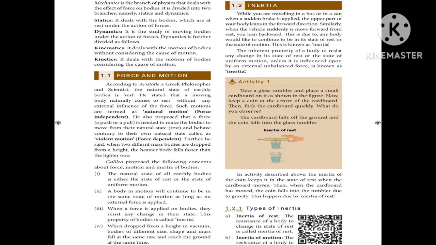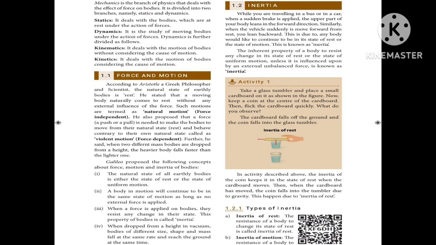Force and motion. According to Aristotle, a Greek philosopher and scientist, the natural state of earthly bodies is rest. He stated that a moving body naturally comes to rest without any external influence of force. Such motions are termed natural motion. He also proposed that a force, a push or pull, is needed to make bodies move from their natural state of rest and behave contrary to their own natural state, called violent motion, which is force dependent. Further, he said, when two bodies of different mass are dropped from a height, the heavier body falls faster than the lighter one.